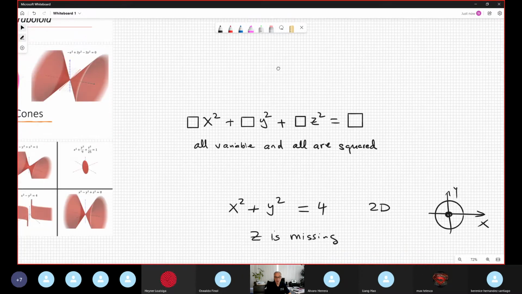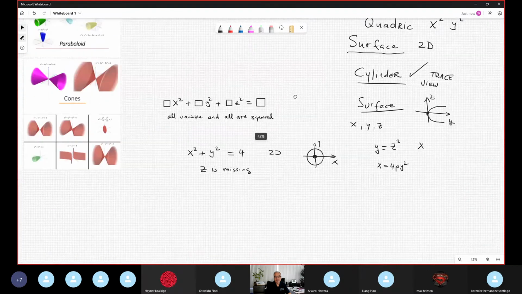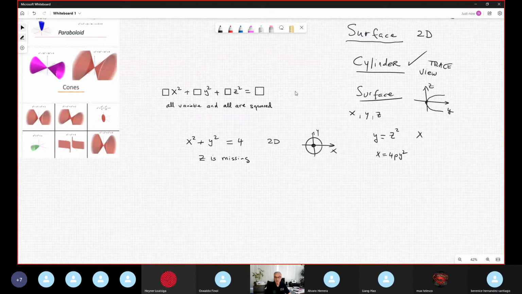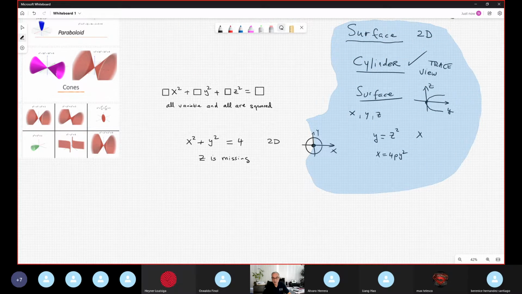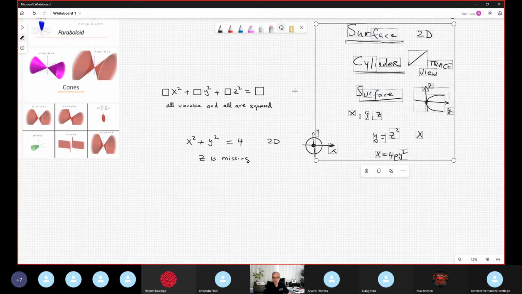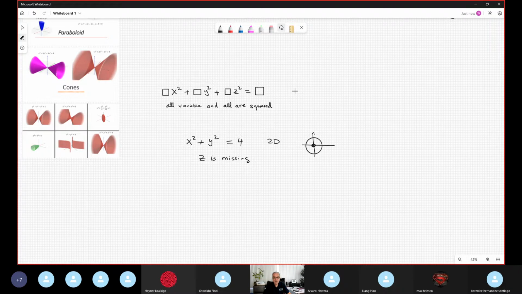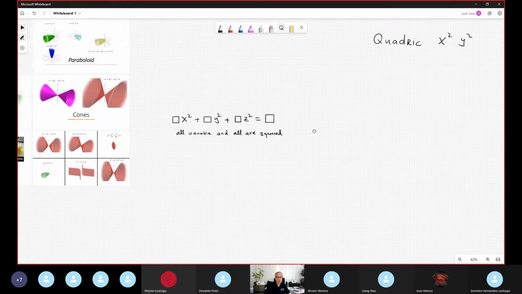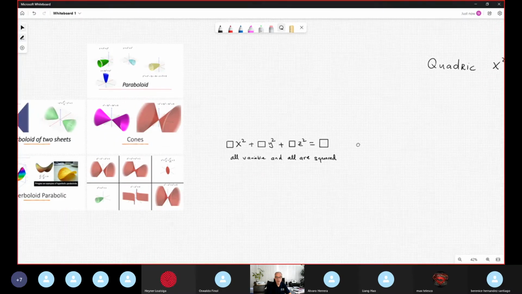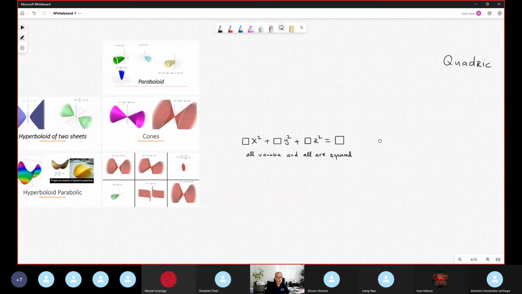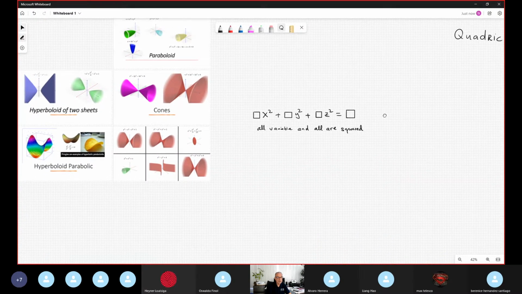Okay. Now, let me erase that part. So we are discussing surfaces. Not cylinders. Surfaces in which every variable is present. Cylinder, no. A cylinder is when one variable is missing. And then we have another kind of quadric surface, that is, for example, let me explain in detail.